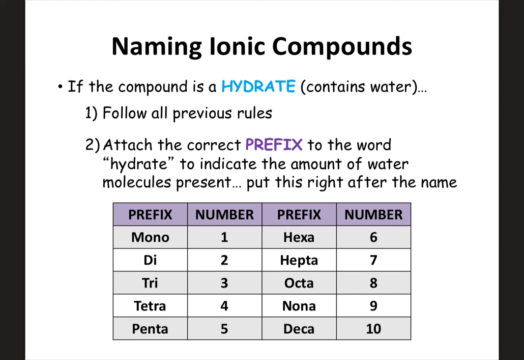So you would name it according to ionic rules, and then you would have some type of prefix with the word hydrate after the name to indicate how many water molecules are present. So you need to know these prefixes. They do follow the same prefixes as covalent. So it's mono, di, tri, tetra, penta, hexa, hepta, octa, nona, deca. So these are slightly different from the organic or the hydrocarbon prefixes, but they're the exact same prefixes that you would expect for covalent naming.